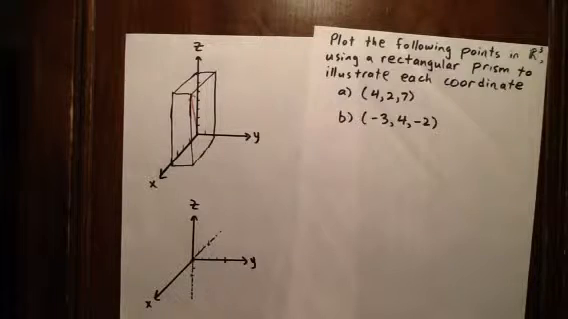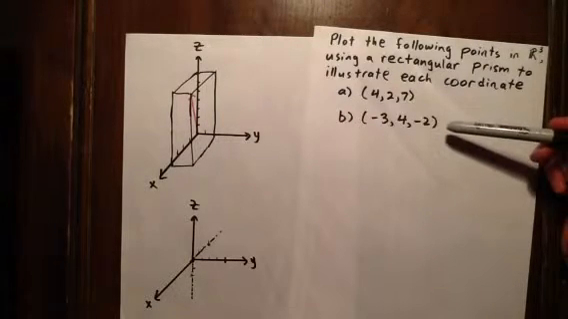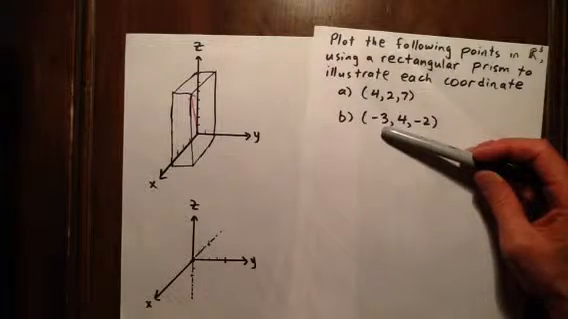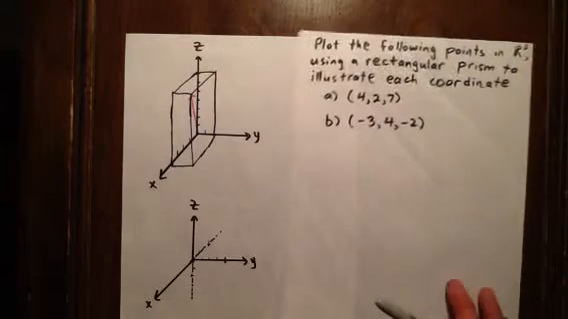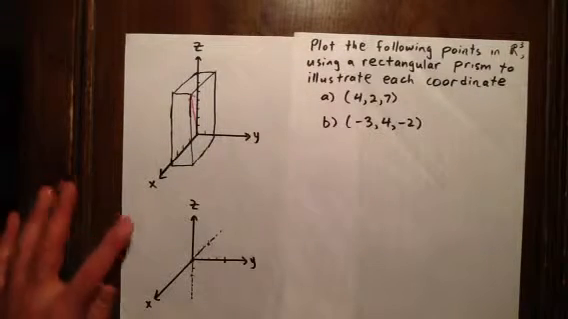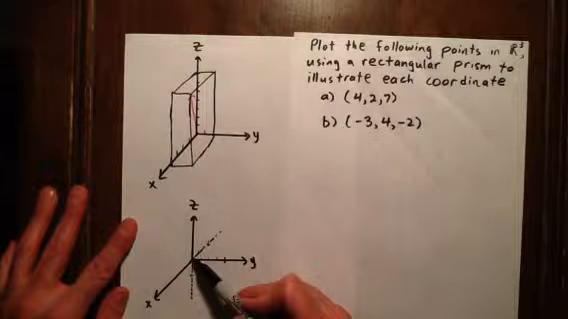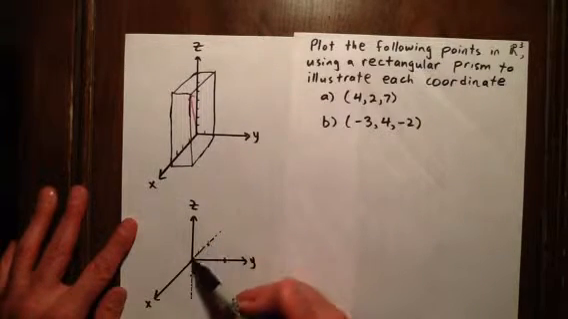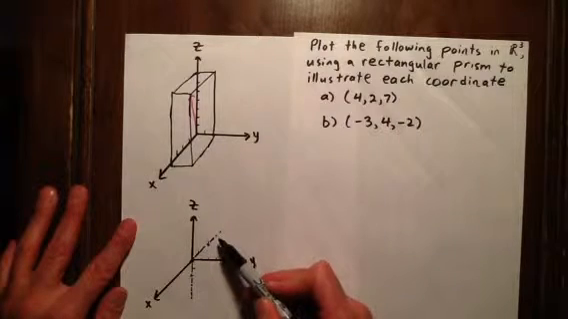Next, we want to do the same thing, but we want to draw out to the point negative 3, 4, negative 2. Now when one or more coordinates are negative, the way we deal with that is to extend our axis out in the opposite direction. I sometimes make it a dotted line like I have here.